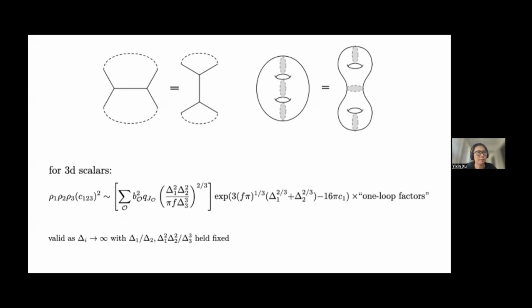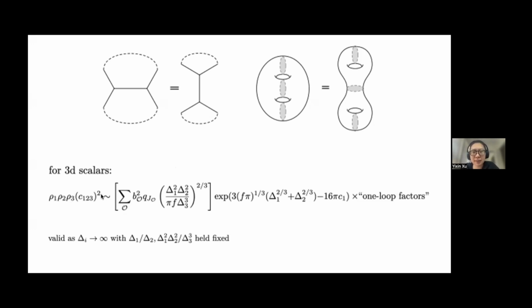in this picture here. As a concrete application, we can use this genus-2 crossing equation to derive an asymptotic relation between heavy OPE coefficients and thermal 1-point coefficients. Just to give you a flavor of what this relation looks like, I show on this slide a schematic form for 3D scalars. So let's unpack this formula a little bit.